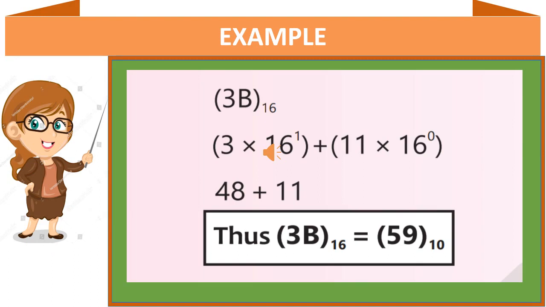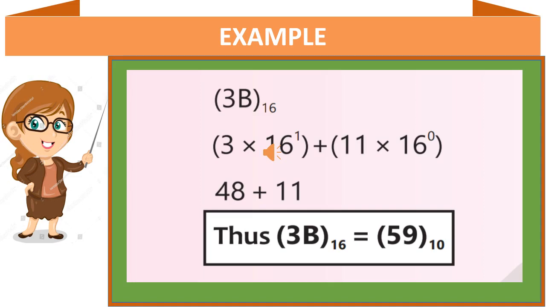Now, to understand the procedure of conversion more clearly, let's see the example. The number which we have taken here, for example, is 3B to the base 16. We will start with multiplying 3 with its positional value, which is 16 to the power 1. Again, the value of B is 11, which we know from the previous conversion table. Now multiply 11 with 16 to the power 0.